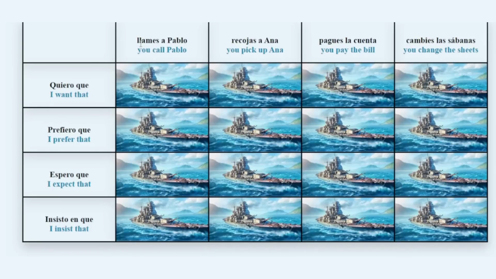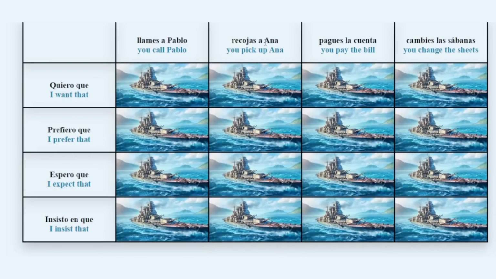And you'll notice here that normally, what we call the indicative present, the kind of normal present tense, would be llamas, llamas. But after all of these here, quiero que, prefiero que, espero que, insisto en que, we need the subjunctive. So all of these are going to be subjunctive going across. So instead of llamas, it's llames a Pablo. You pick up Ana. Instead of recoges, recojas, ending in as.